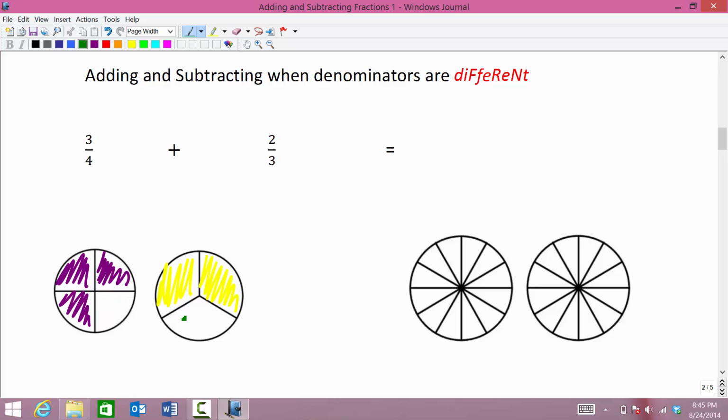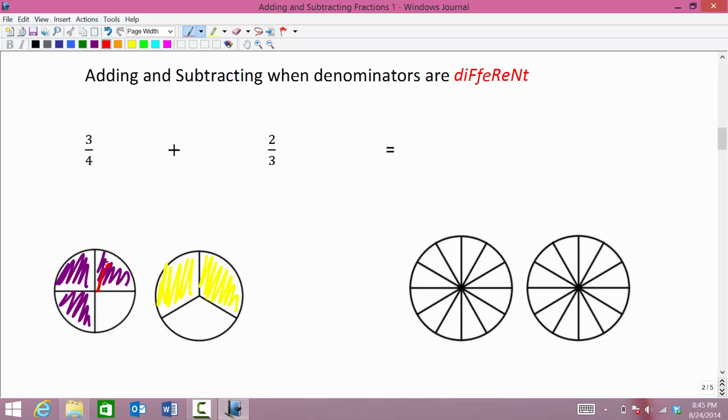So how many pieces can I say? Well, I can't say I have 6 or 5 of, well, I don't know. I don't know how many equal pieces that we have overall. So what we need to do is find a common denominator. In other words, if I was to break both of these up into smaller pieces, how many would it take for them to have the same size pieces?